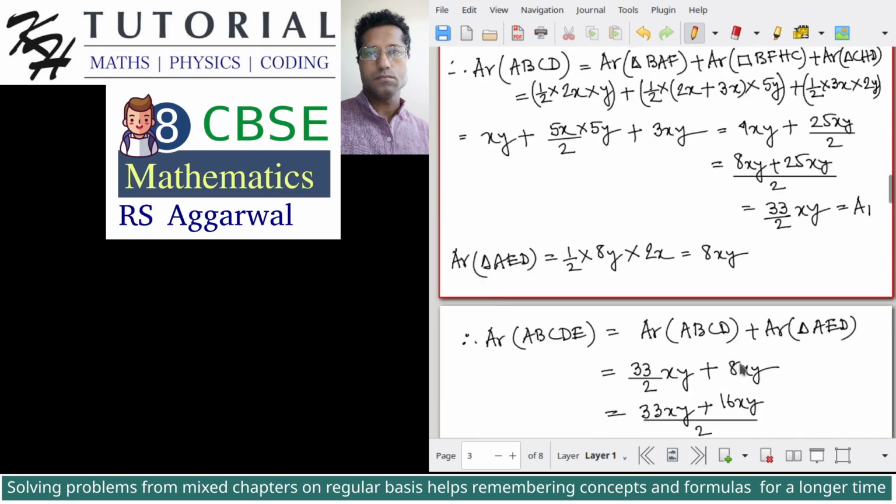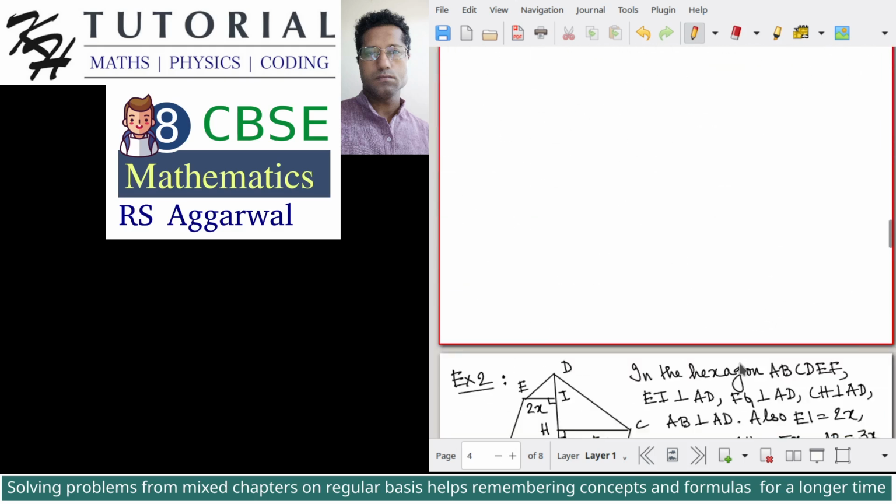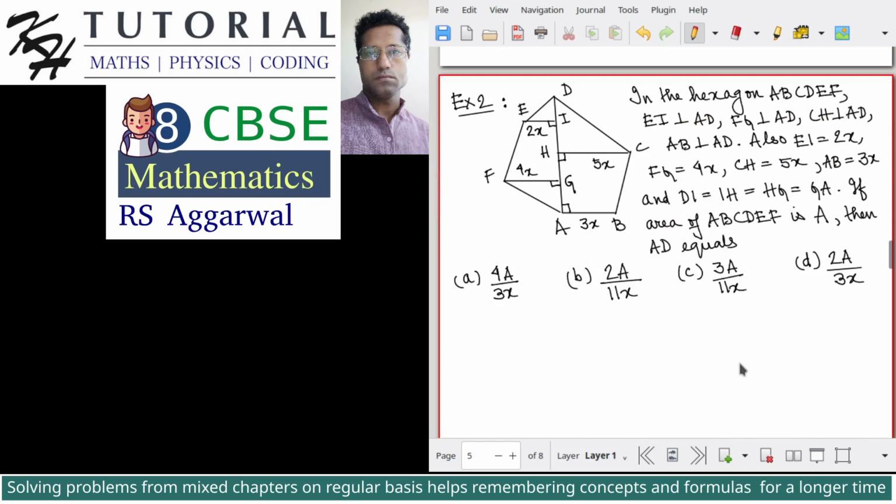Let's see the next problem. The next problem says that in the hexagon ABCDEF, that is, there are 6 sides, EI is perpendicular to AD, FG is perpendicular to AD, CH is perpendicular to AD. So we are having 3 perpendiculars drawn on the diagonal AD, and the lengths of all the perpendiculars are given. EI is equal to 2x, FG is equal to 4x and CH is equal to 5x.